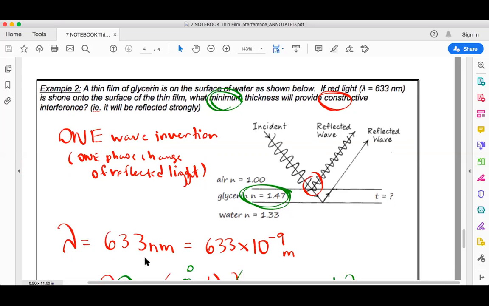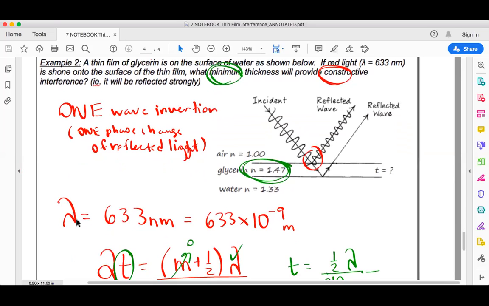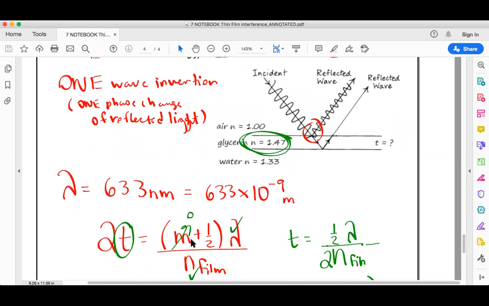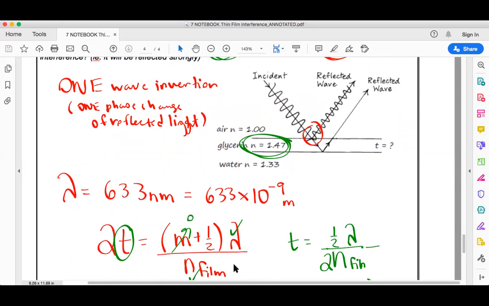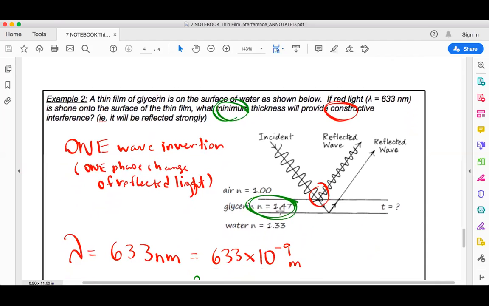And then we're going to write out our given. So we have lambda. And for the smallest film, we'll say that M is 0 because M can start from 0. We'll have 1/2 wavelength is the smallest film that we can do for constructive interference of the red light. And then we have the index of refraction of the film in the diagram.